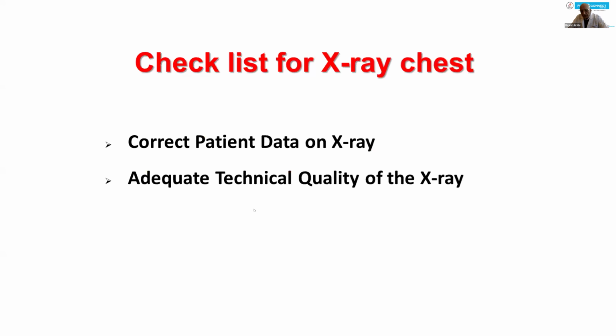So there is a checklist. The first thing in the checklist is to make sure that the patient data is correctly written on the X-ray. If it's a male, make sure that's a male's X-ray. If it's a female, a female's X-ray. Right, left, centering, everything you have to make out. Look at the technical quality of the X-rays. Are they good enough X-rays, or do these X-rays need to be repeated?